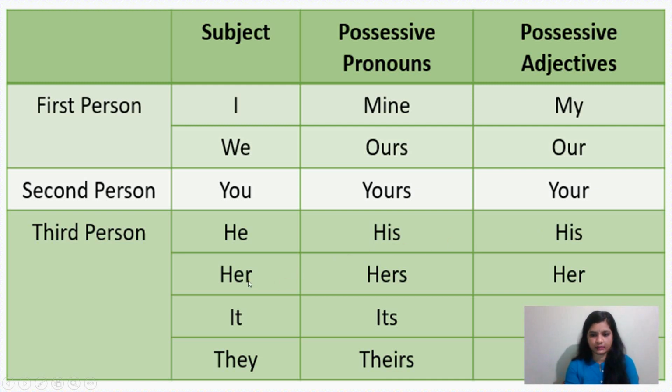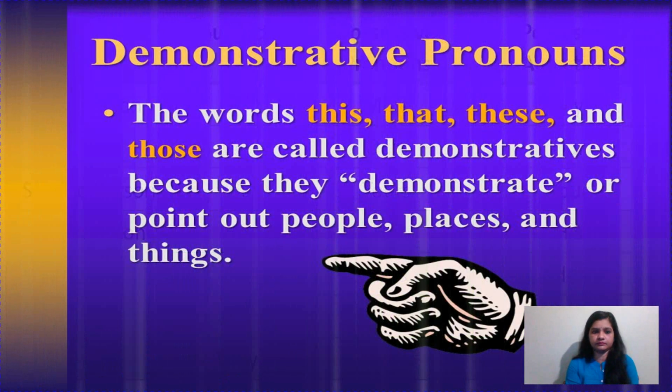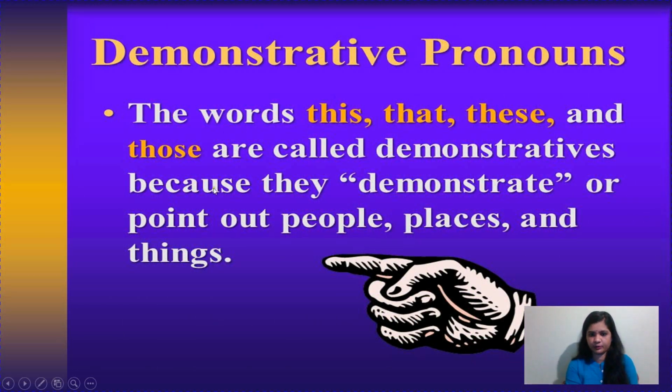Children, I am giving example sentences also, so that you will better understand it. Now, her, hers. This book is hers. But here, this is her book. It. This book is its. And this is its book. They, theirs. This book is theirs and here this is their book. Next is demonstrative pronoun.